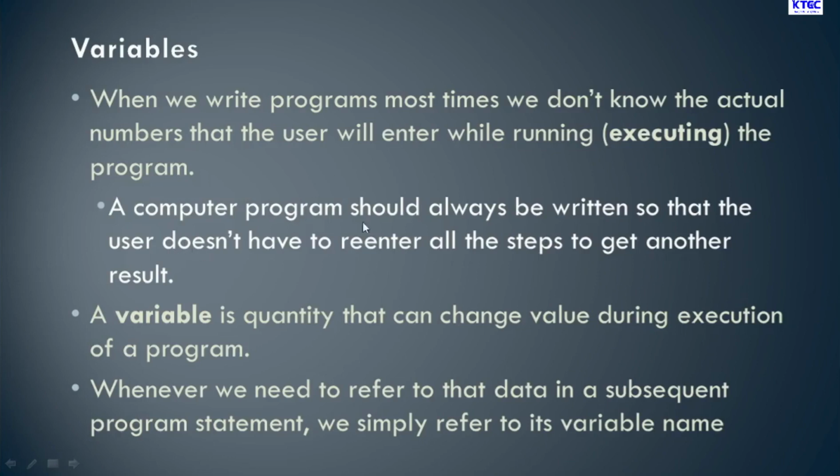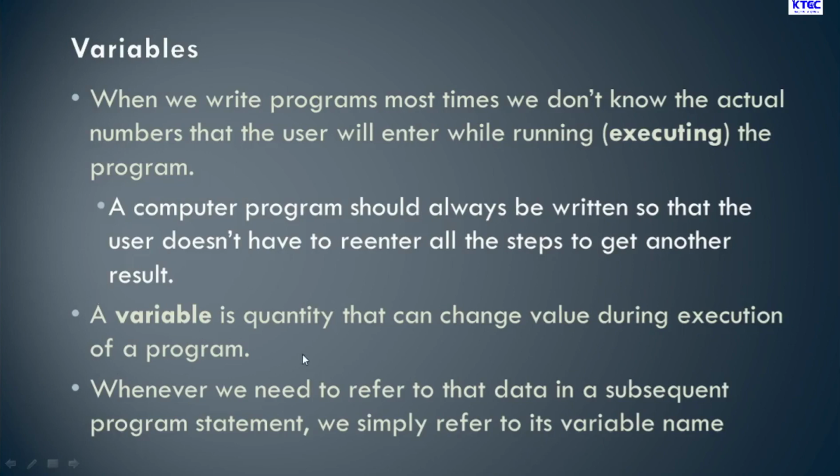program. A computer program should always be written so that the user doesn't have to re-enter all the steps to get another result, just as I've just stated. After writing it and then you declare a variable, you don't have to visit every line of code editing names again. You only come and edit the name here. Just change James to what? The new CEO, and then you get it up and running.